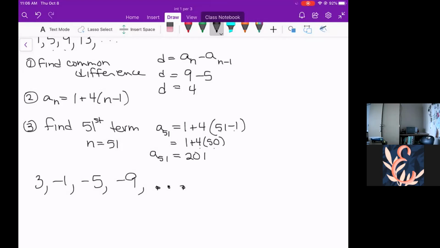Parker, you need some help? Okay. And your equation looks, oh, it's a minus. But what's your first term? Oh. You got it? Okay.